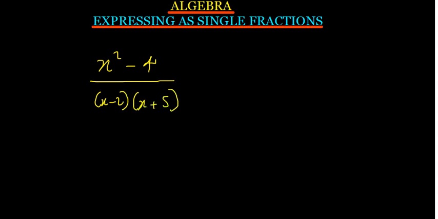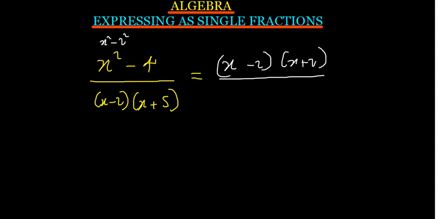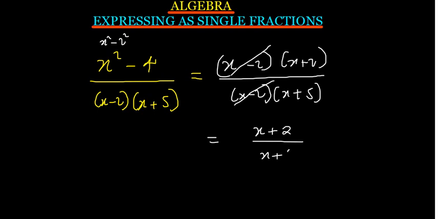If this is the last thing that you did, to be able to give the answer in the simplest form, this is the difference of two squares, so we are going to factorize it. You know that x squared minus 4 can also be written as x squared minus 2 squared. So we can write this as x minus 2 and then x plus 2. In the denominator you have x minus 2 and then x plus 5. In a case like this, the x minus 2 factors can cancel, meaning that the final answer is x plus 2 divided by x plus 5. So just make sure that you simplify and express it in the simplest form.